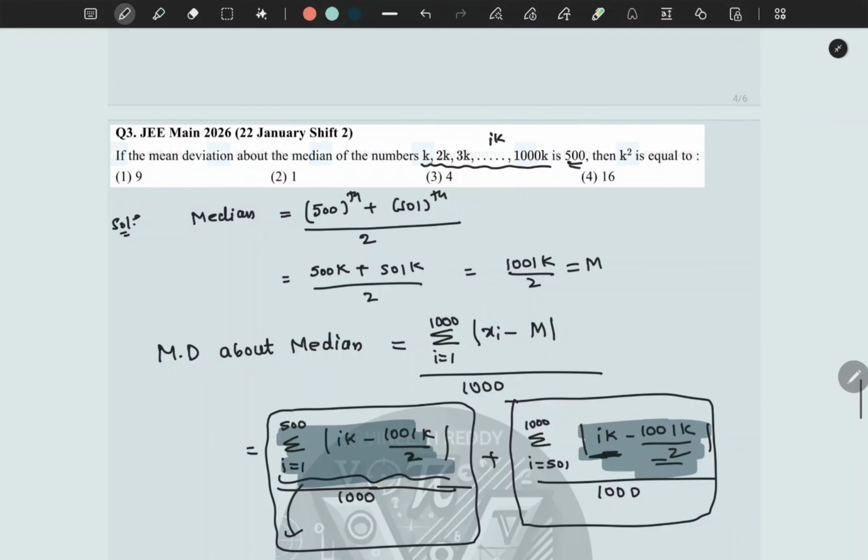So 500 will be equal to 250k, and k is equal to 2. That means k square will be 4. That's what I think he's asking. K square is 4, right? So k square is 4. Yeah, so that means option 3 is correct. Now let us go to the next question.